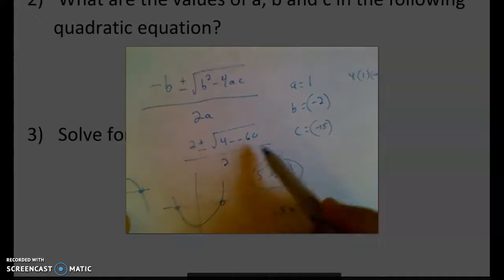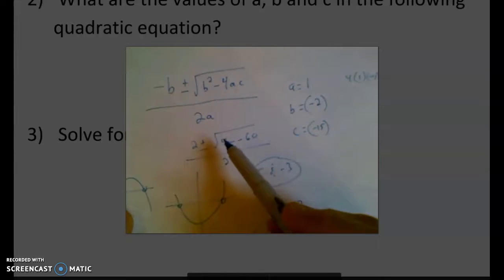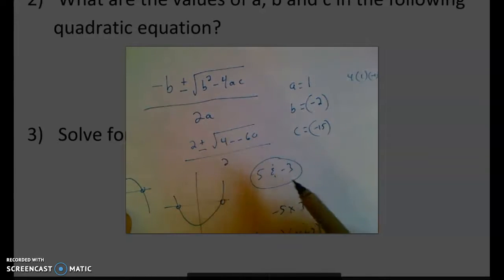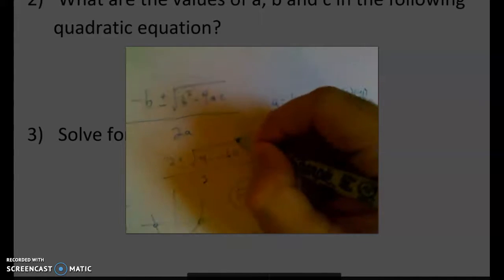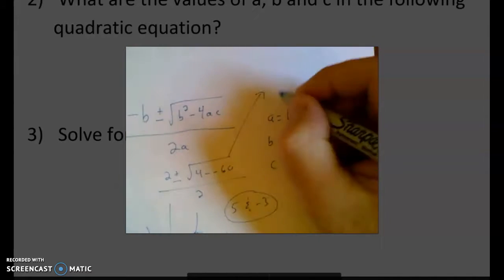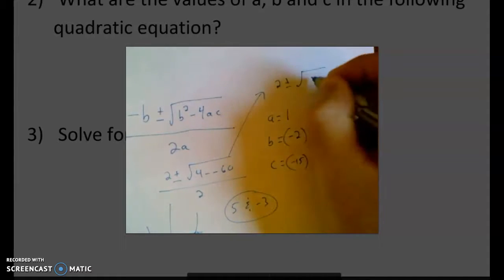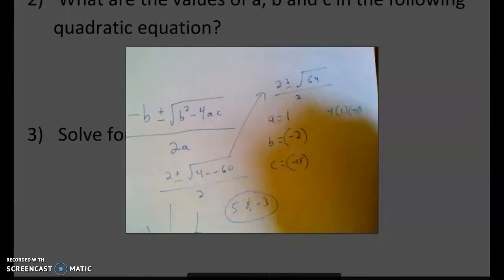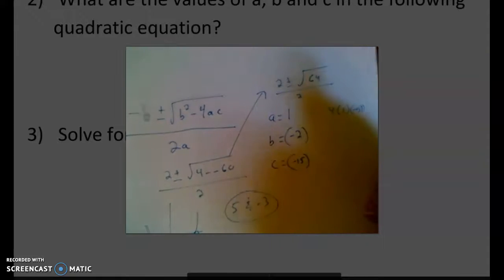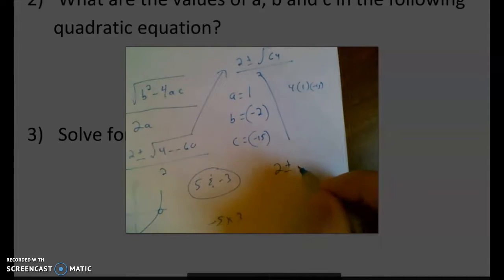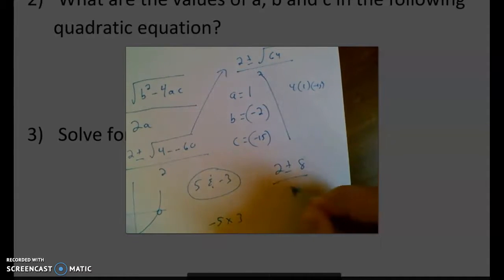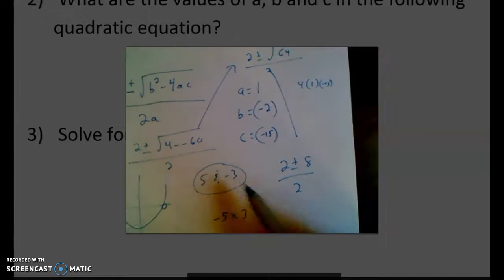Then I'm going to simplify my radical sign, the square root. 4 plus 60, you can see all those double negatives give you that positive, is 64. So that leaves me with 2 plus or minus the square root of 64 over 2. Of course, the square root of 64 is just 8. So that gives me 2 plus or minus 8 over 2. And here's how I get both of my answers.